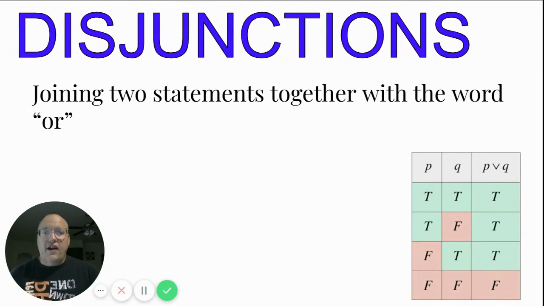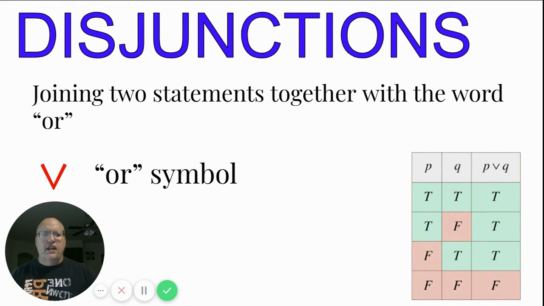Now, if I want to join together two statements with the word or, it's called a disjunction. And a disjunction basically flips that hat or that carrot or whatever you want to call it upside down. It kind of looks like a V there. And that is called the or symbol. Now, notice when I look at my truth table there, I'm joining two statements together with the word or. And as I take a look, there are 3 possibilities where the new statement can be true and only one possibility where it's false. So the new statement is P or Q.